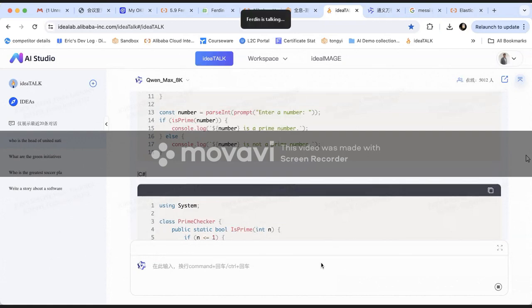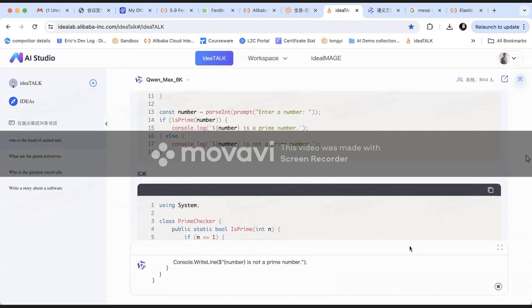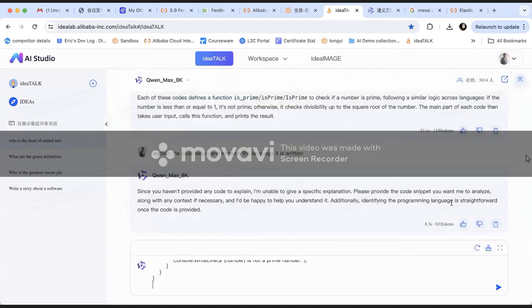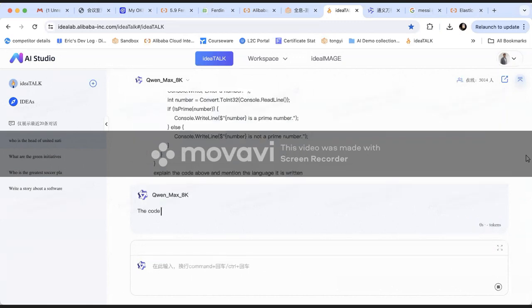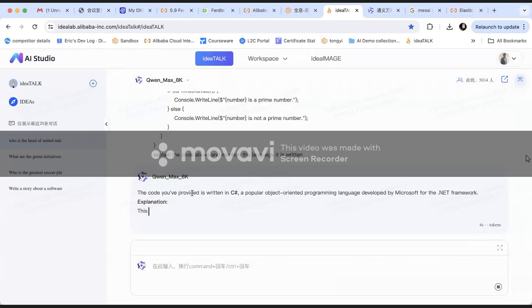So I just copy this code. Explain the code below, and mention the language it is written in. And then I enter. Okay, I copy this. Mention the code above. See, it is written in C sharp.